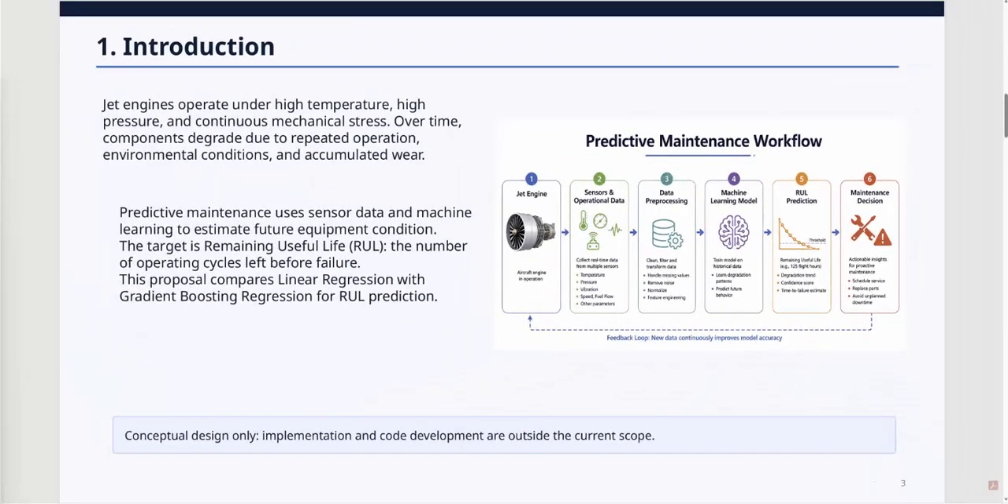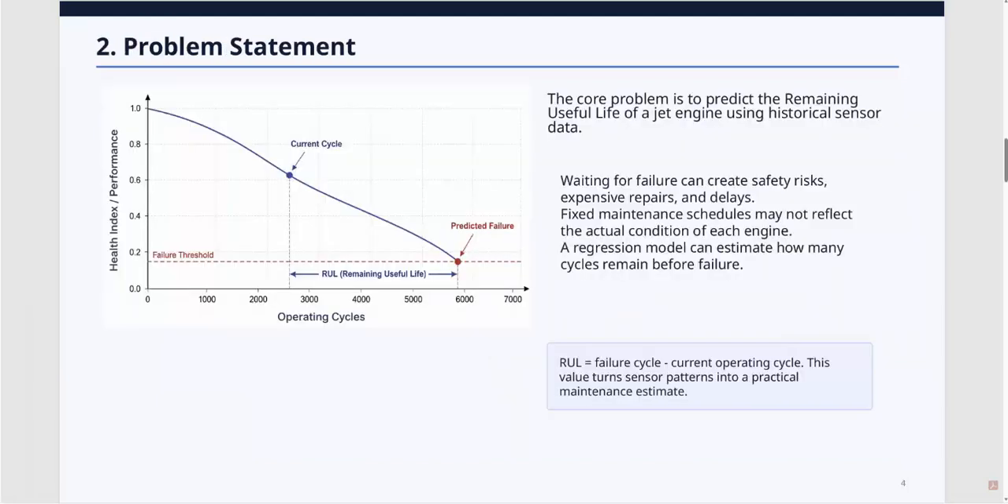Now that we understand the general idea of predictive maintenance, let's define the specific problem this project is trying to solve. Problem statement. The core problem is to predict the remaining useful life of a jet engine using historical sensor data. Instead of waiting for the engine to fail or just following fixed maintenance schedules, this machine learning system will look at the sensor data and estimate how much life the engine has left. This will help the maintenance team plan repairs earlier and make better decisions.